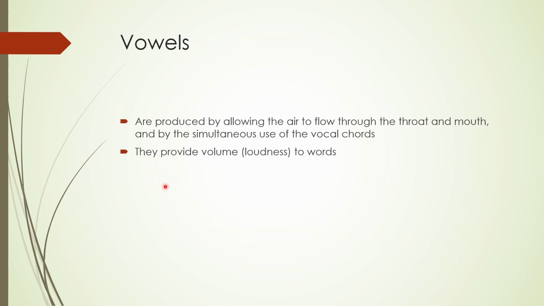The vowel sounds are produced by allowing the air to flow through throat and mouth, and by the simultaneous use of the vocal cords. They provide volume to words. The ancients called them the soul of words. In other words, when you are loud, you are using the vowels. You say ah. You cannot be loud by saying b, because consonants are more like noises as opposed to vowels.